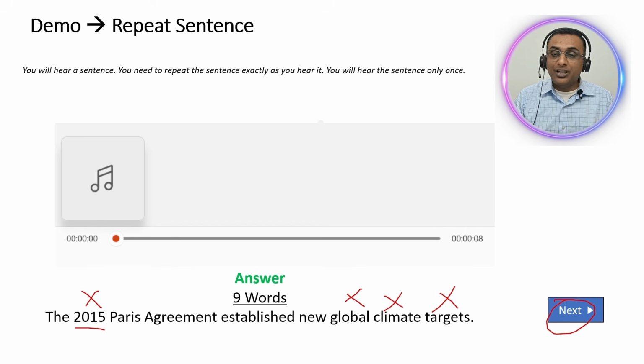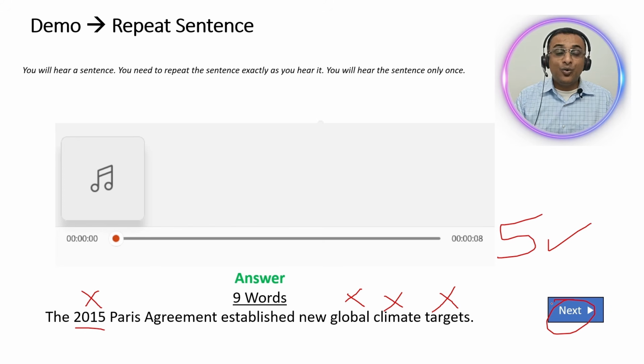So out of 9 words, I've got 5 words correctly, which is more than at least 60% of the sentence. I would almost get full marks. Reason being, I maintained my fluency. I did not fumble. I did not hesitate. I did not do a false start, anything of that sort. But still, I repeated at least more than 60% of the sentence, and for this, I will be getting almost full marks.